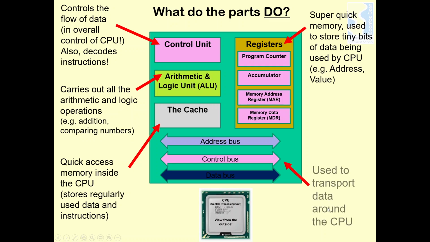And finally, buses. In the real world, buses transport people. In the CPU, buses are used to transport data around the CPU, binary information.